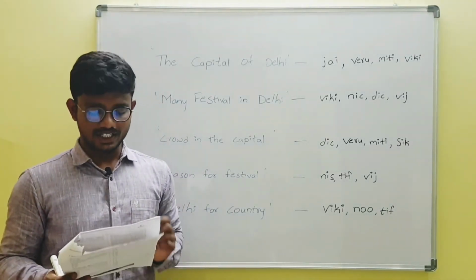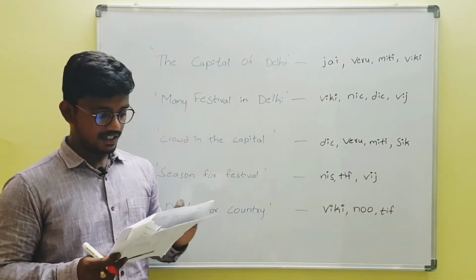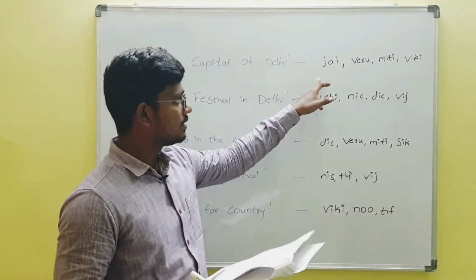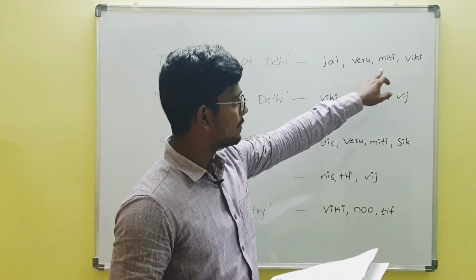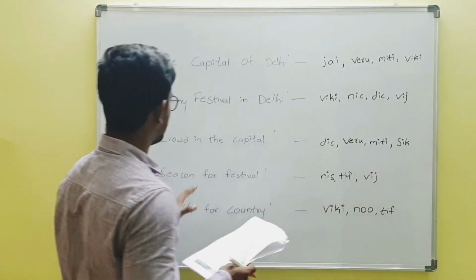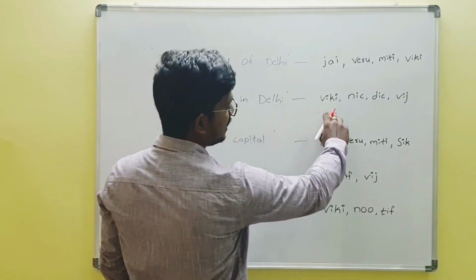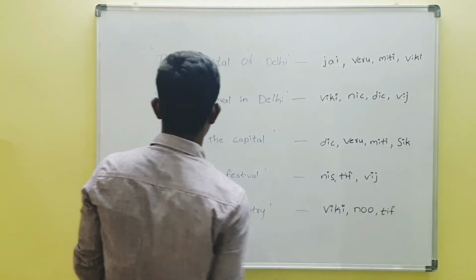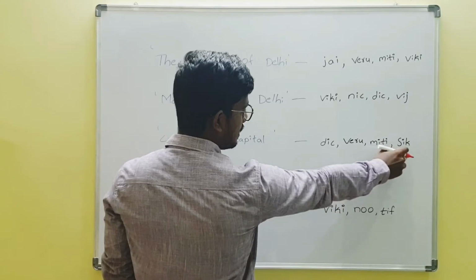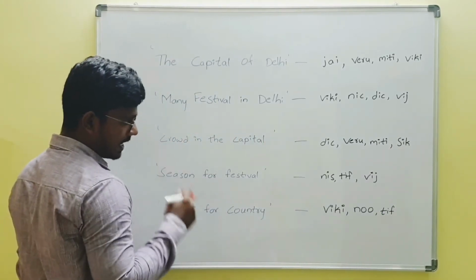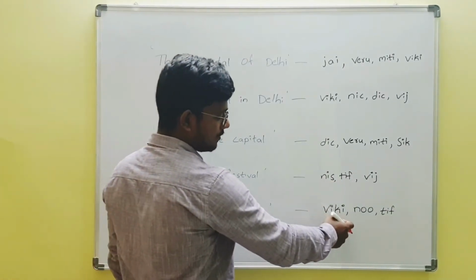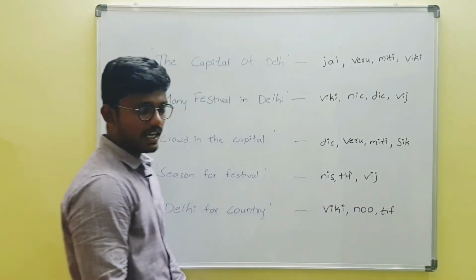And 29th to 33rd questions are based on symbols. So it is given that in a certain code language, the capital of Delhi is coded as JAI, VERU, MITI and VIKI. Okay, these are codes and these are statements. Many festival in Delhi is coded as VIKI, NIC, DIC and VIJ, and crowd in the capital is coded as DIC, VERU, MITI, SIK. Season for festival is coded as NIS, TIF, VIJ. Delhi for country is coded as VIKI, NOO and TIF.